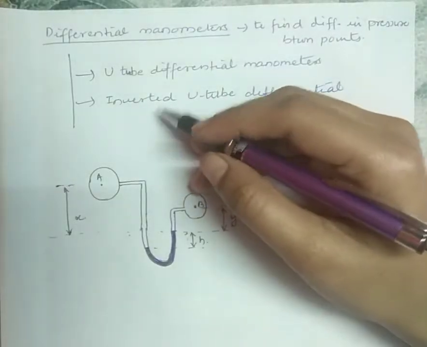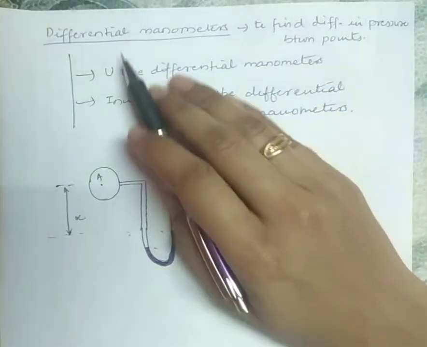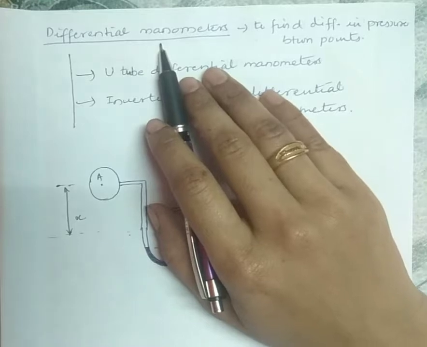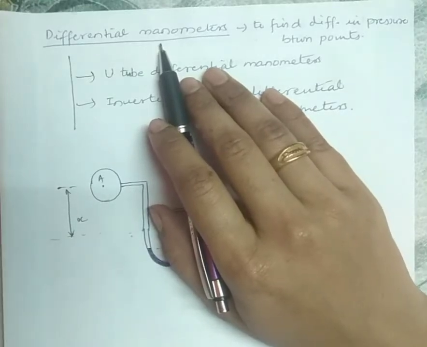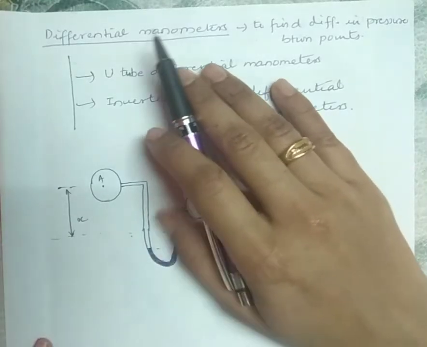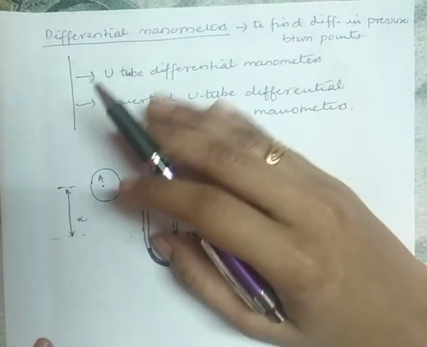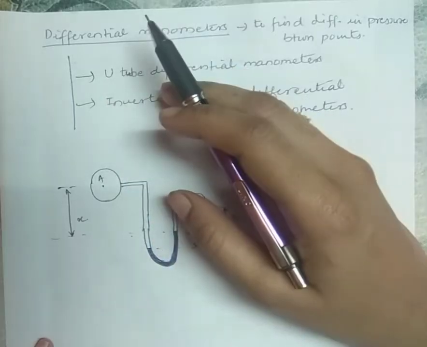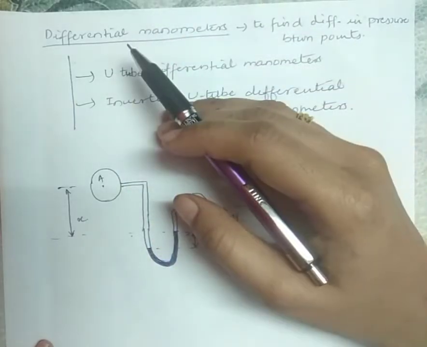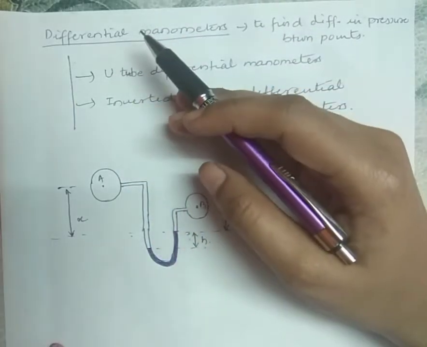Hello students, in this session we will come across what is a differential manometer and how the pressure is measured. In the previous session we have come across various pressure measuring devices. One example is a U-tube manometer, in which pressure at a point is measured.